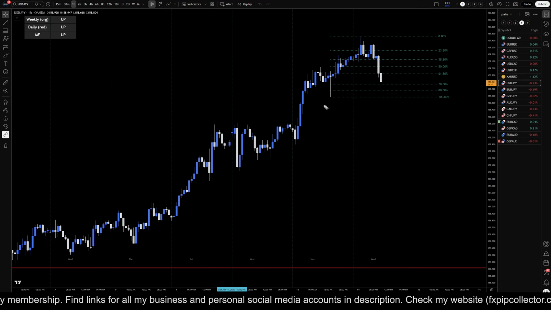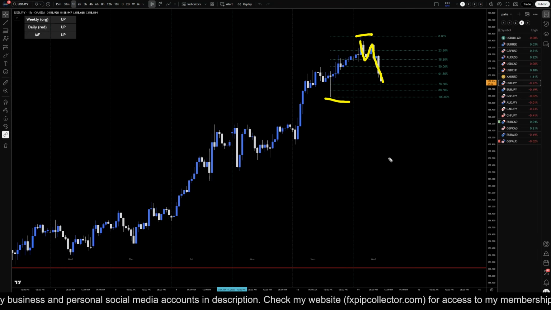Now they do look like they are due for a bigger pullback, and this move down, I have my fib from here to here, but this move down is looking pretty impulsive.